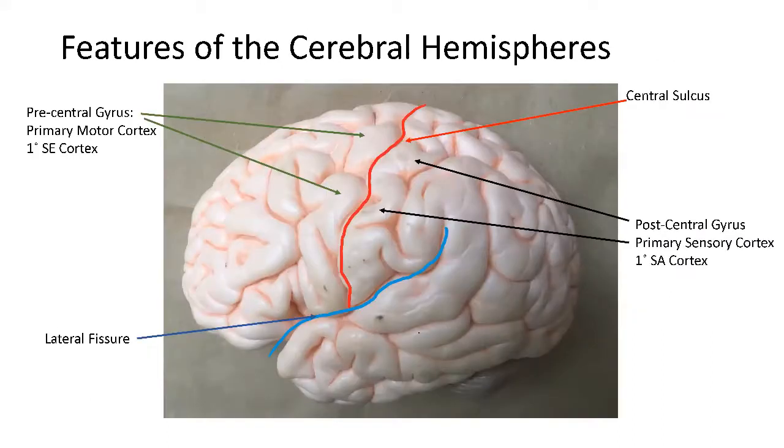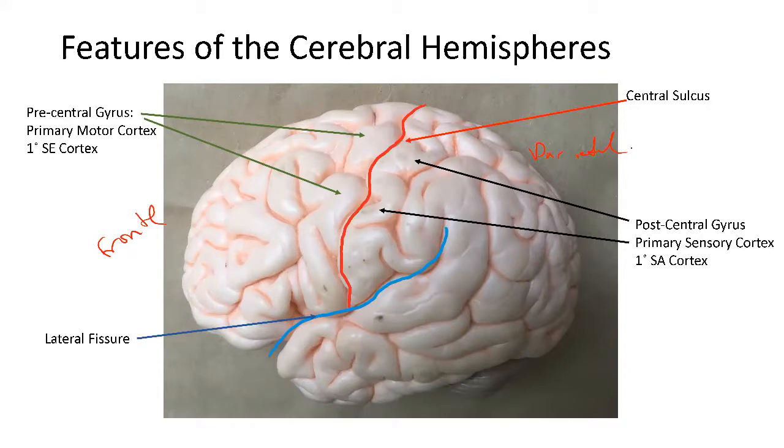Some of the features of the cerebral hemisphere are that we have certain gyri that are named, and one of the ones that's named is called the central sulcus. So the central sulcus separates the frontal from the parietal lobe. So this would be frontal here and parietal on this side. Okay, it's that separation. Well, the gyrus that is anterior to the central sulcus is called the precentral gyrus.